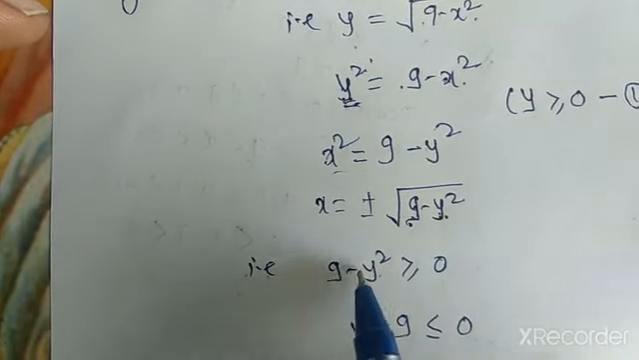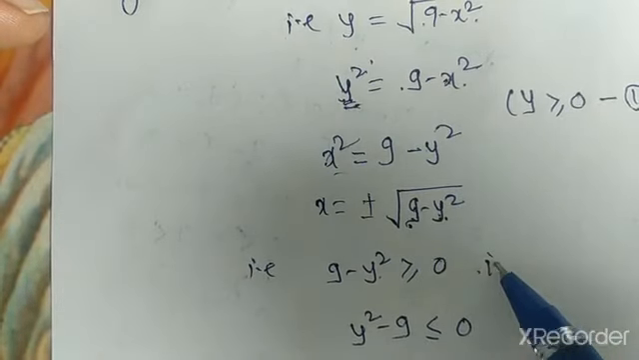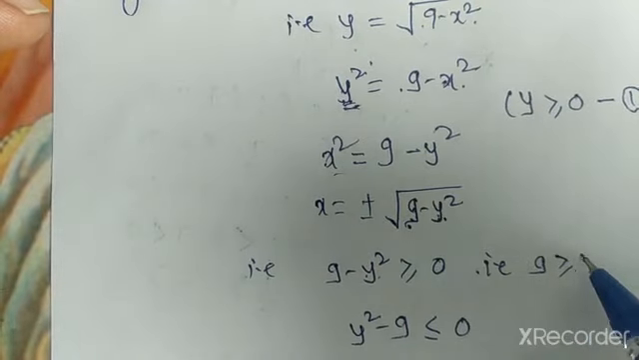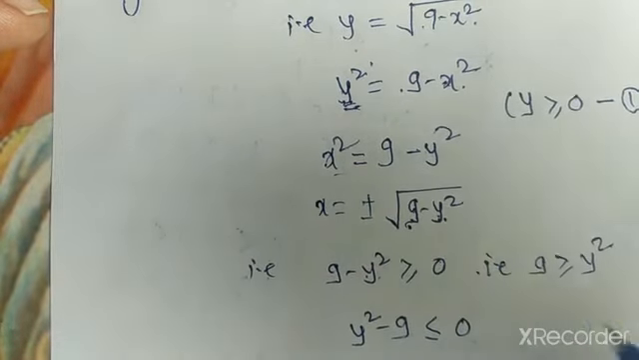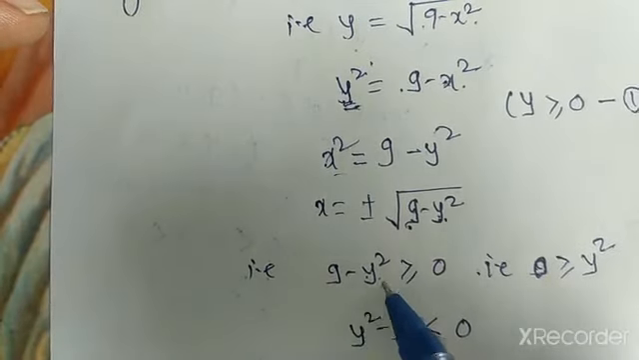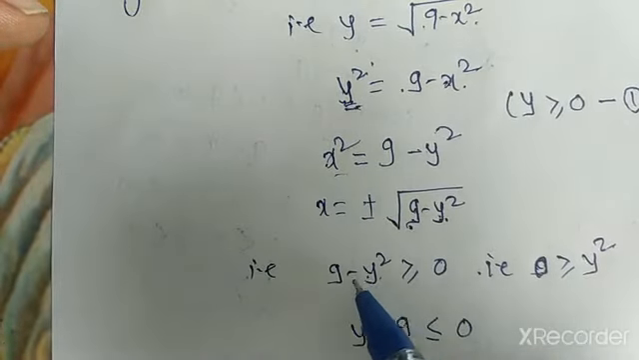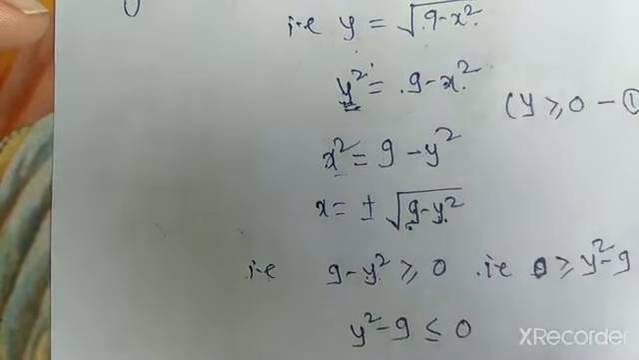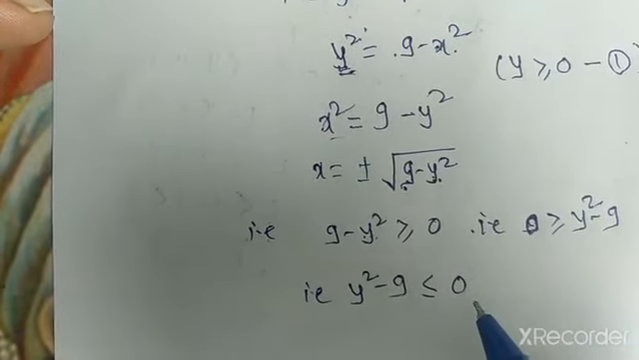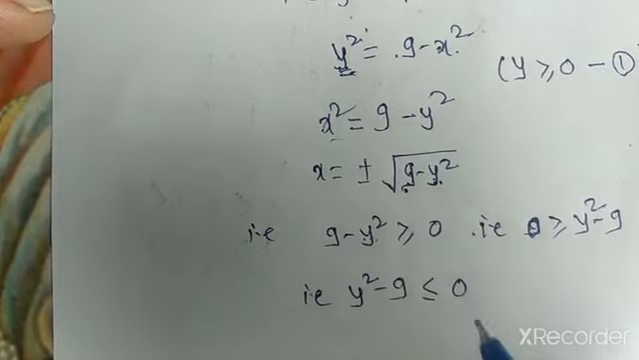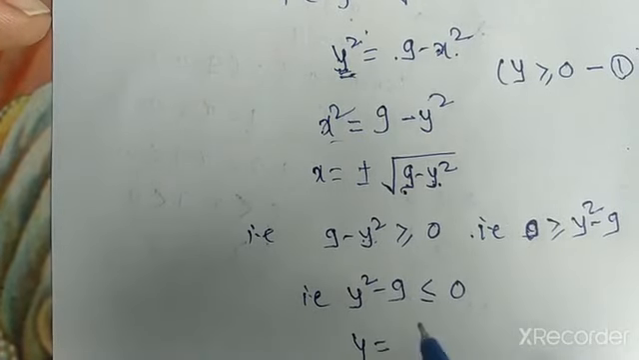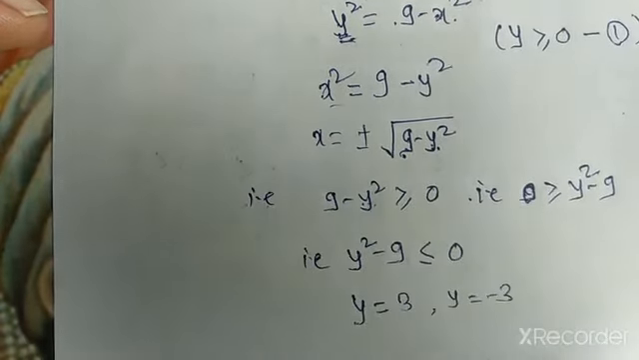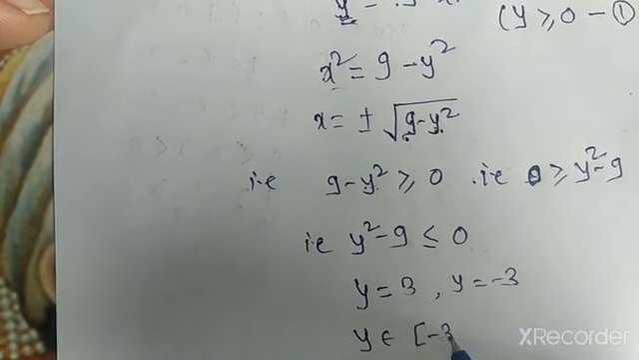We can write it as 9 is greater than or equal to y square. Or we shift this total term to the right side, so only 0 remains on the left, y square will be positive on the right side and 9 will be negative. That is y square minus 9 less than or equal to 0, which means y gets two values, y is equal to 3 and y is equal to minus 3. So y belongs to minus 3 to 3.